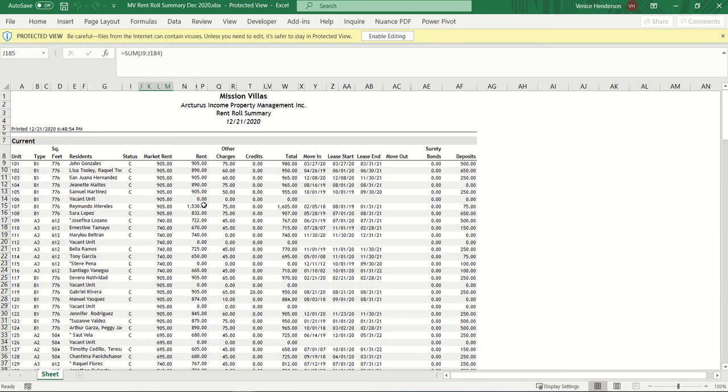Market rent. I wonder how this guy's paying $1,530. Or is that what he owes? Maybe that's what he owes.